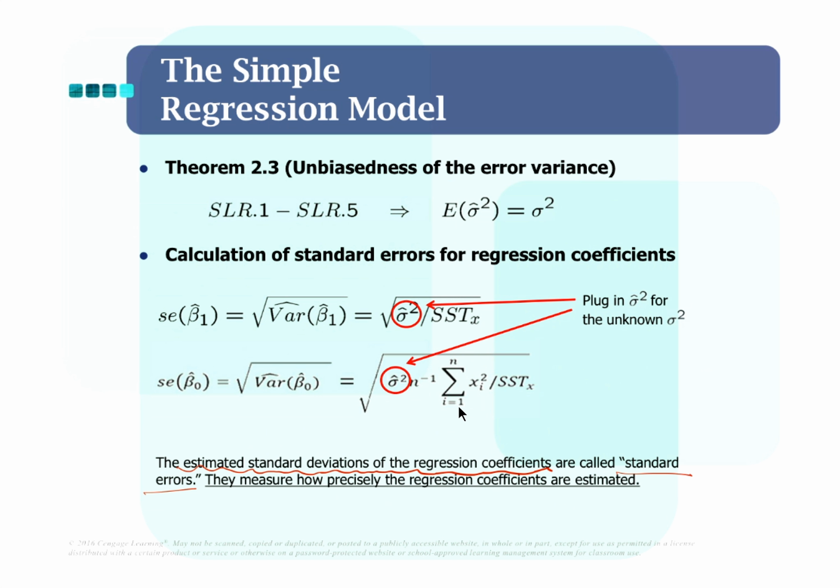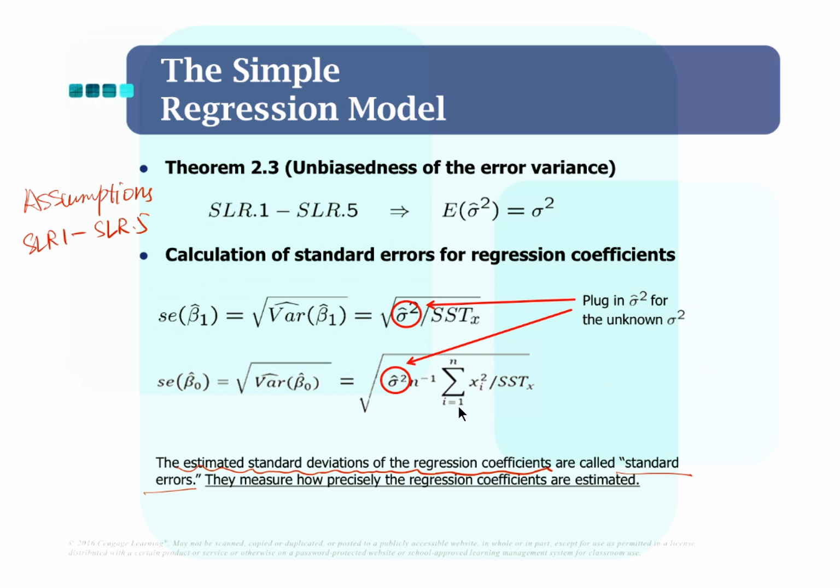So this is about the statistical properties of the OLS estimators. The bottom line for you to remember is, first of all, the assumptions, SLR1 to SLR5. SLR1 to SLR3 are kind of basic, and typically we take them for granted.